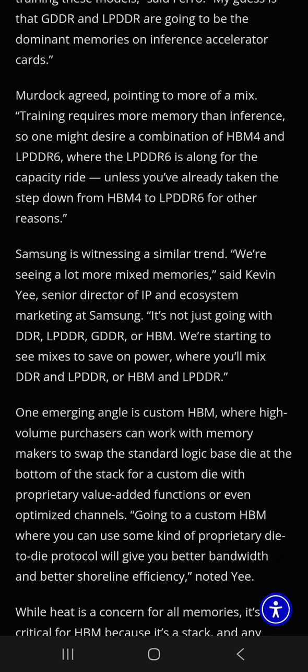Samsung is witnessing a similar trend. We are seeing a lot of mixed memory, said Calvin E., Senior Director of IP and Ecosystem Marketing at Samsung. It's not going with just DDR, LPDDR, GDDR, or HBM. We are starting to see mixes to save on power. Where do you mix DDR and LPDDR, or HBM and LPDDR?